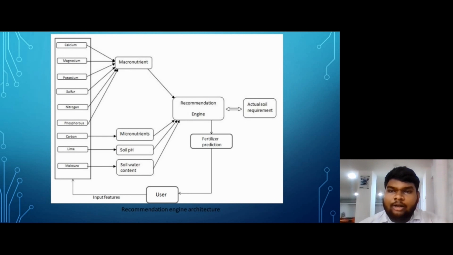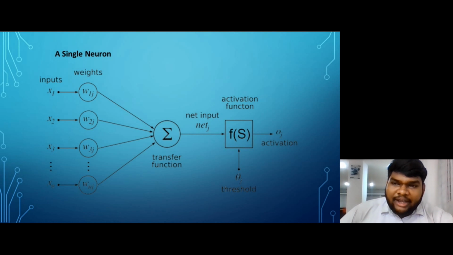So in this block diagram, our recommendation engine is basically a machine learning model that we have trained and classified using a neural network. So let's first understand the concept behind a single neuron in the context of machine learning. As shown in the diagram, a single neuron may have different inputs.